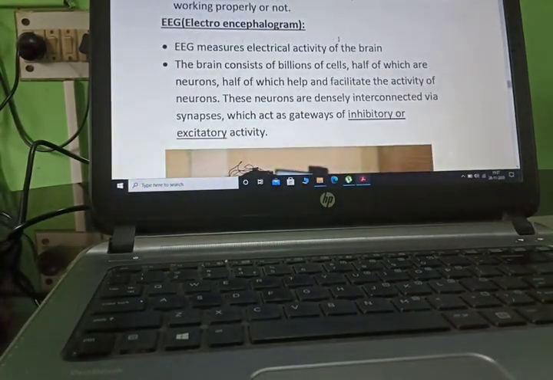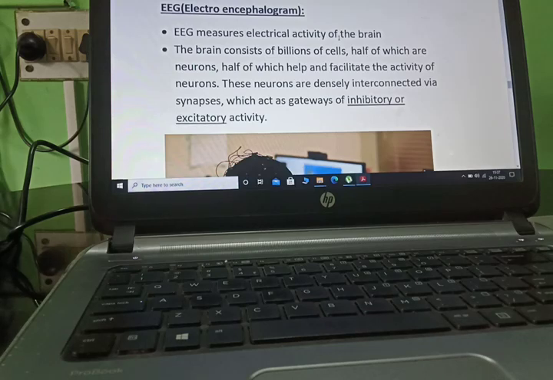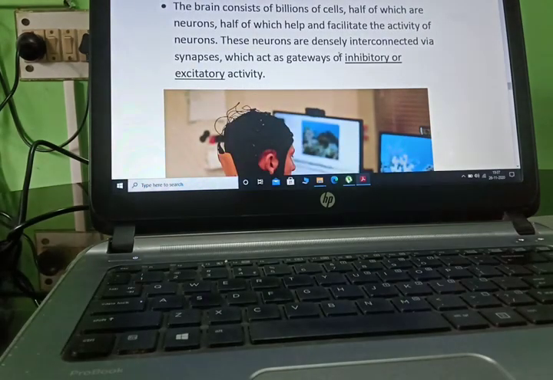Now, number 2, we are talking about EEG, that is electroencephalogram or encephalograph. EEG measures electrical activity of the brain. The brain consists of billions of cells, half of which are neurons and half of which help and facilitate the activity of the neuron. These neurons are densely interconnected via synapses, which act as gateways of inhibitory or excitatory activities.